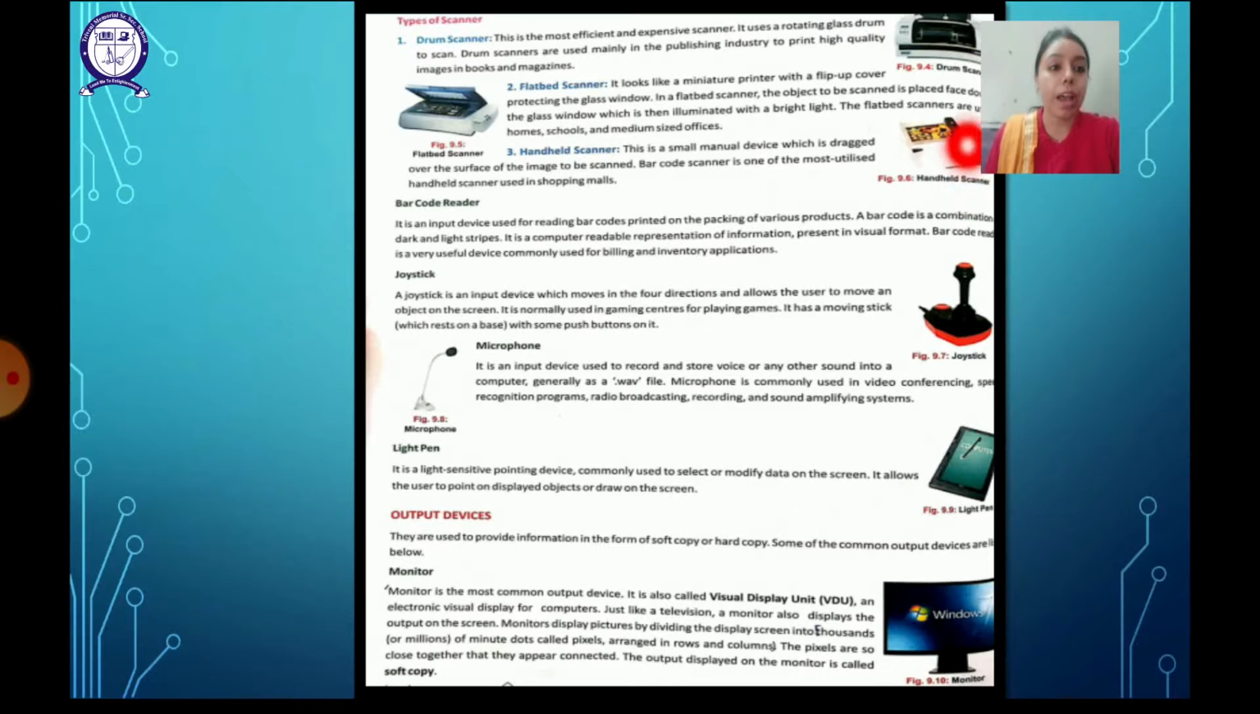Then we have this handheld scanner which can be held in the hand. It is dragged on the surface of the image to be scanned. Generally it is used in shopping malls. Then we have the barcode reader. This is another input device.